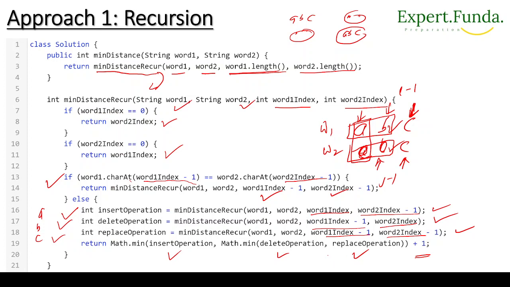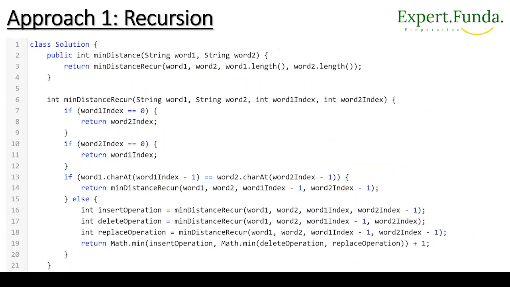So what will happen this time? See, the first time, give me 1 second, let me remove this one. First of all, we will check the indexes, right? If either the word 1 index or the word 2 index is 0, we will return the index of the other one. If both strings are the same, we are not going to perform any operations, so in the end you will return 0 here. We are not doing anything, right?